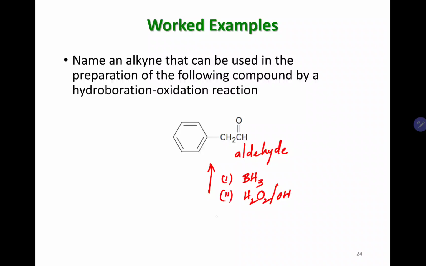And you have to have a terminal alkyne. That is the only way you can get an aldehyde through hydration. So this is the starting material. You have your benzene ring, and then here is your poor carbon, here is your rich carbon. But since it is non-Markovnikov addition, the rich carbon will get the carbonyl, and the poor carbon will get the two hydrogens.